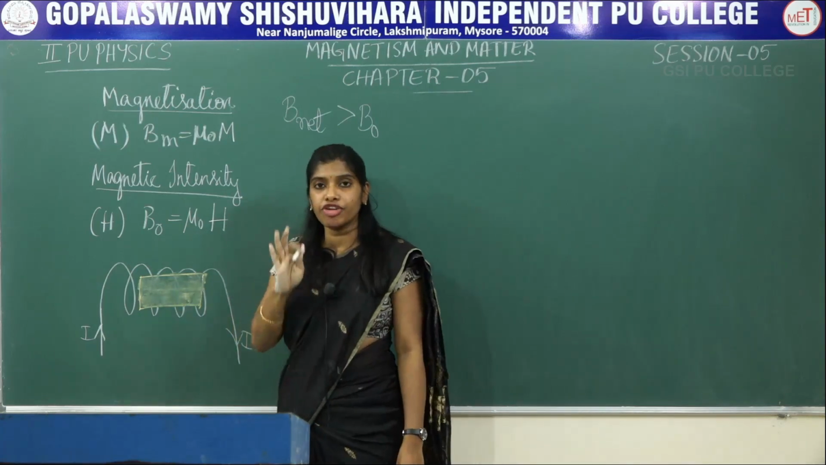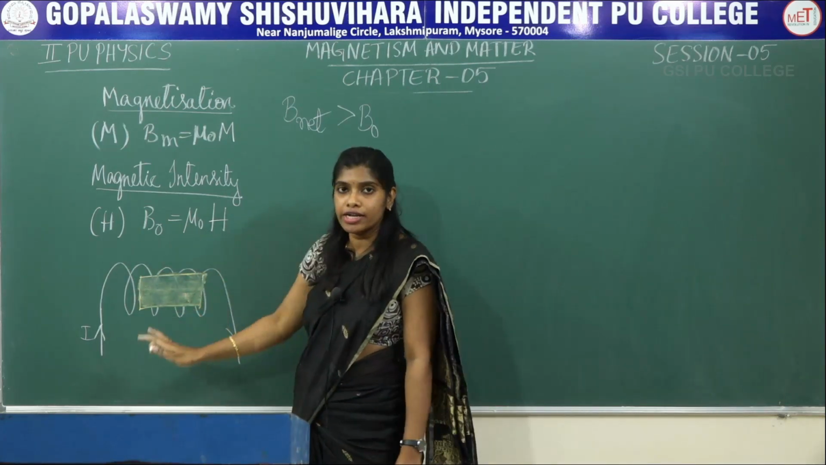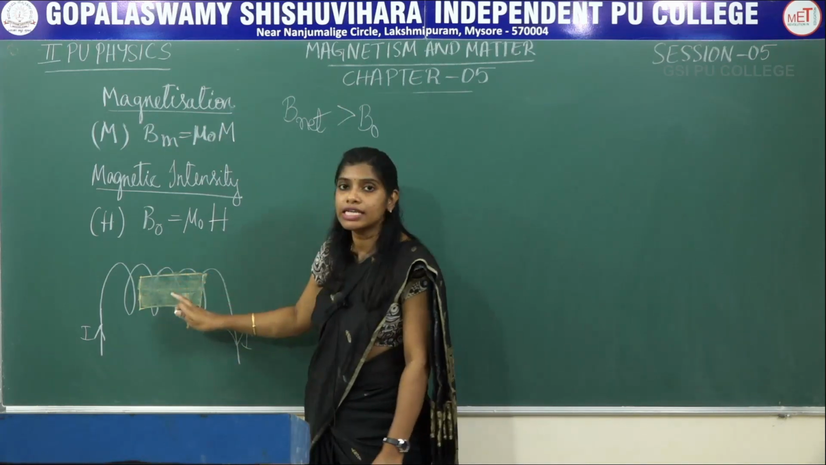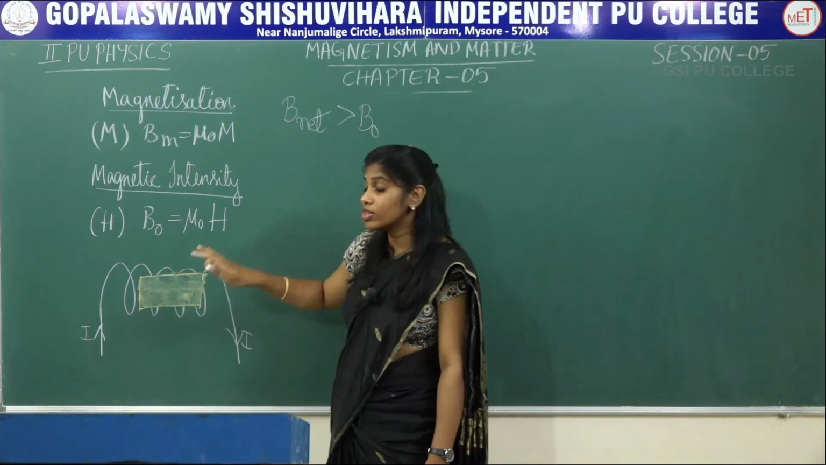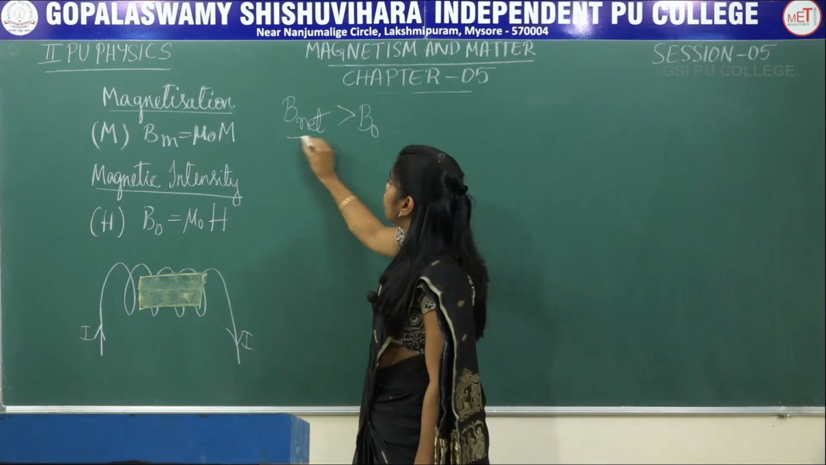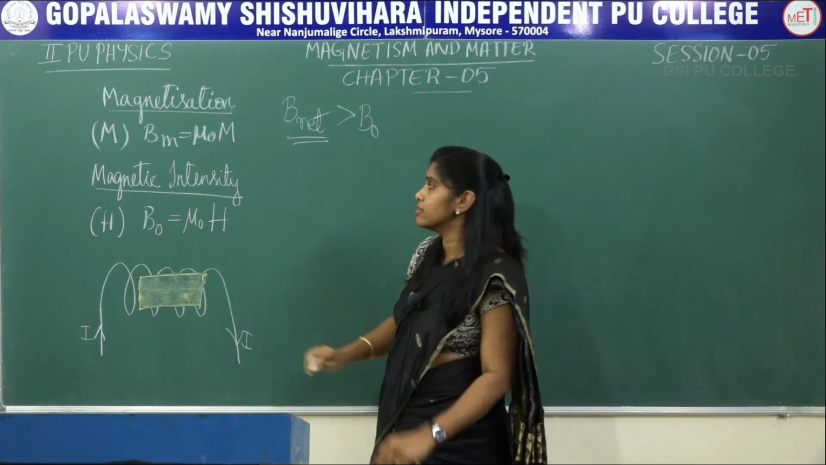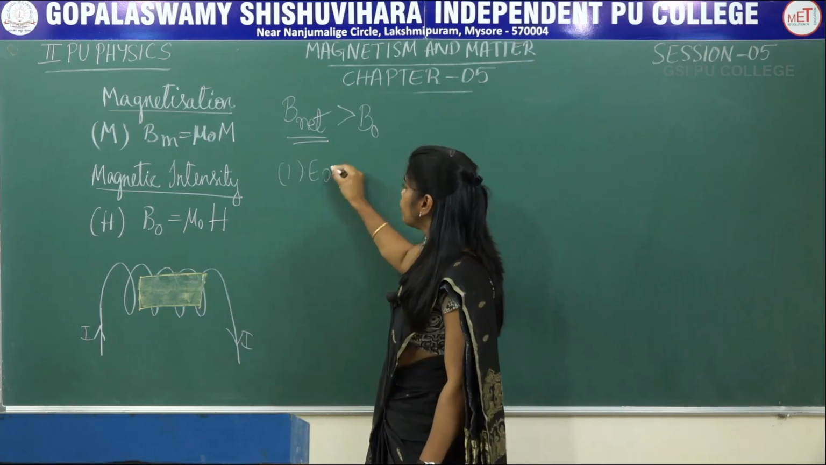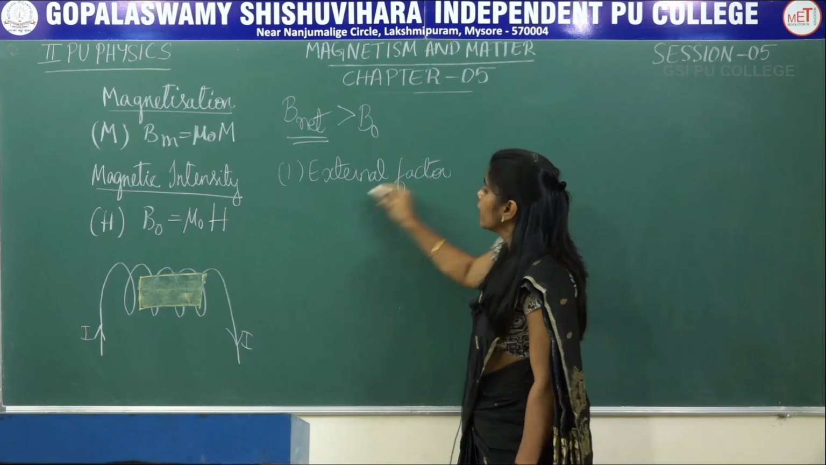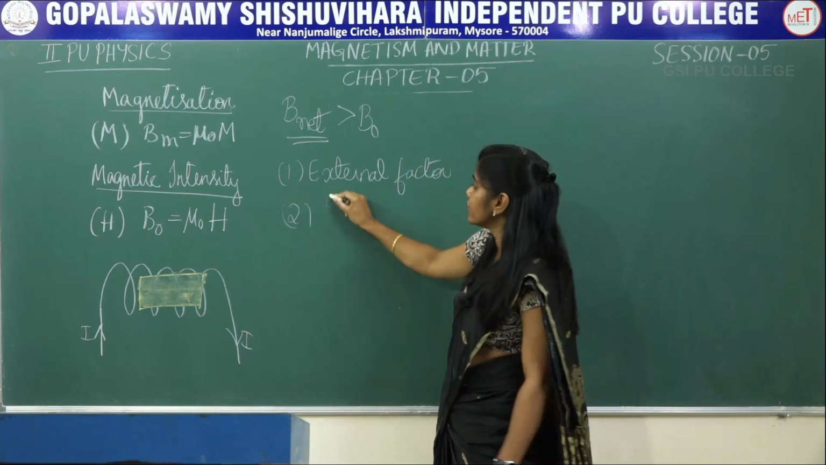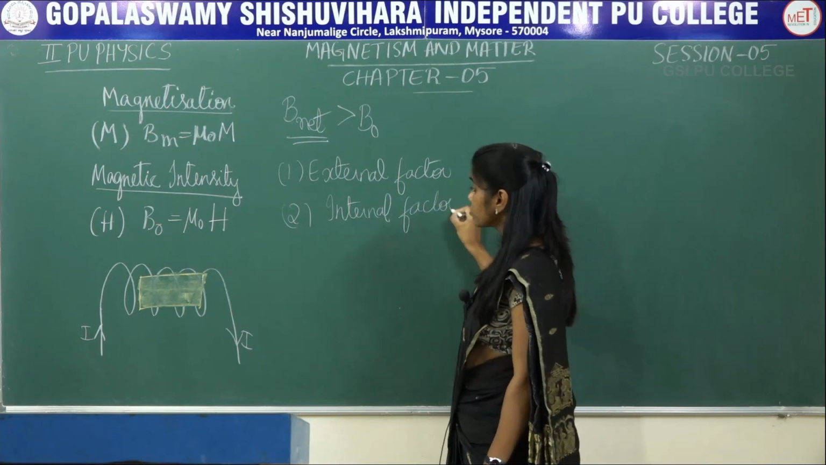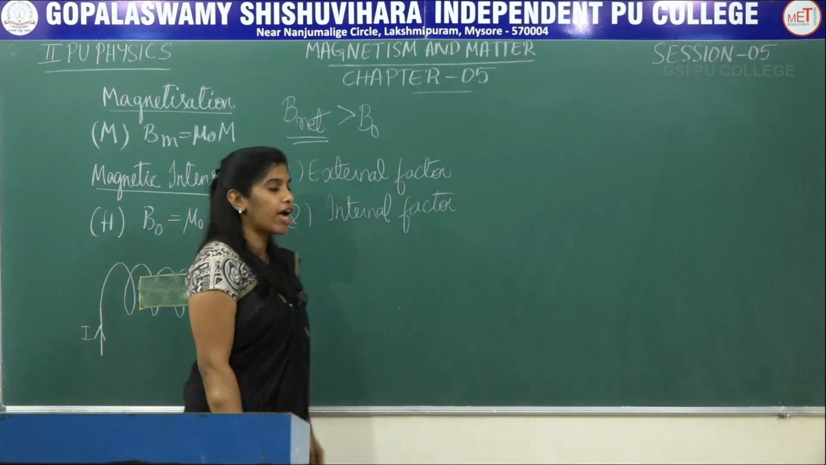B naught is the magnetic field produced due to the current flowing in the solenoid. B net is the magnetic field produced inside this magnetic material. Now this B net is always greater than B naught. Why is that? Because B net depends on two factors. The first one is the external factor, and the second one is the internal factor. So what are these external and internal factors?